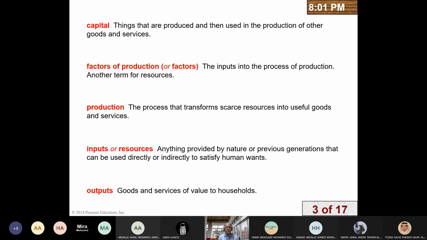Inputs or resources: anything provided by nature or previous generations that can be used directly or indirectly to satisfy human wants. So again, we say inputs, resources, factors of production, such as labor, land, and capital. Some of the resources are available by nature, such as oil, such as agricultural land, such as fresh water, if you have rivers.